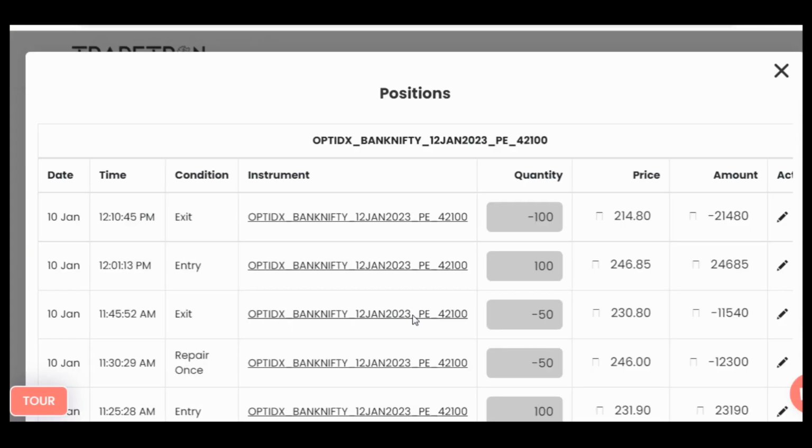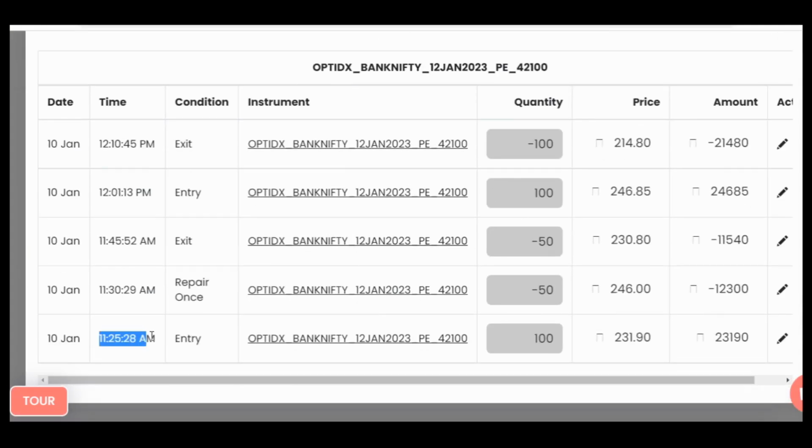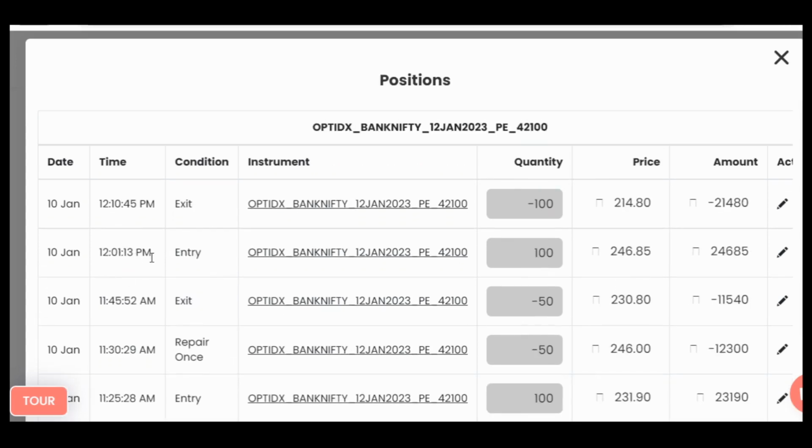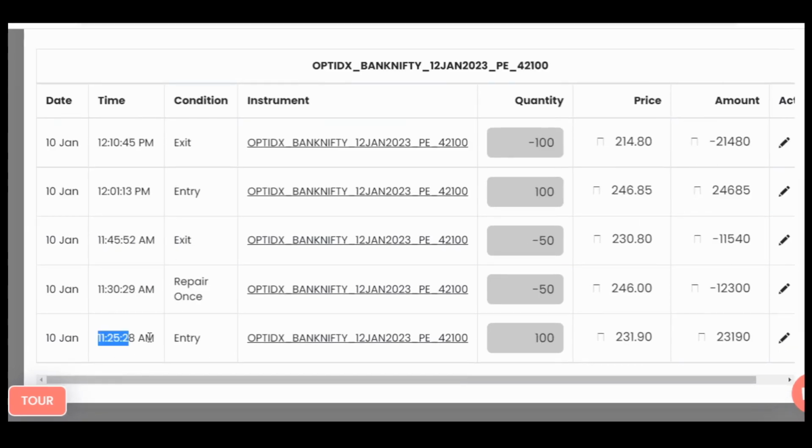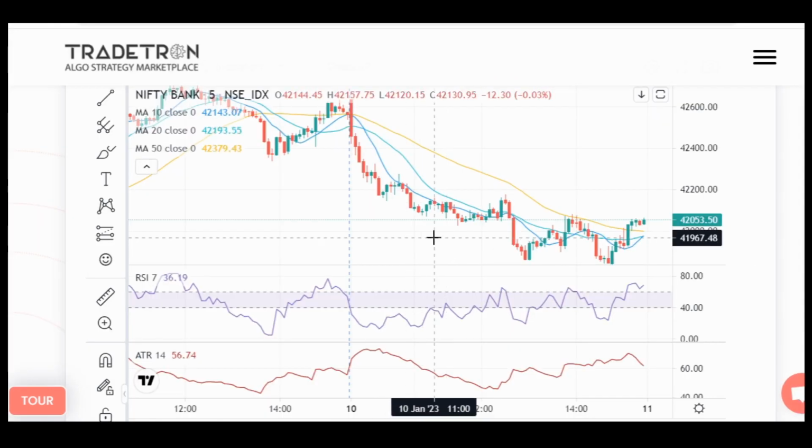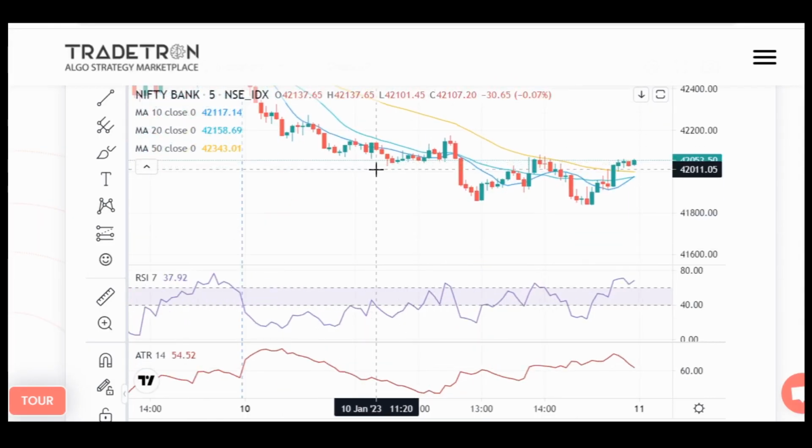So it took a trade around 11:25, its first entry on the put side, where 1:1 is booked at around 11:30 within 5 minutes, and after that its final leg, which is SL cost to cost, exited at around 11:45. Then again it took a second entry in the same strike at around 12 o'clock, and it exited with SL around 12:10. So let's check both of these, the 11:25 and the 12 o'clock. So we are on the chart.